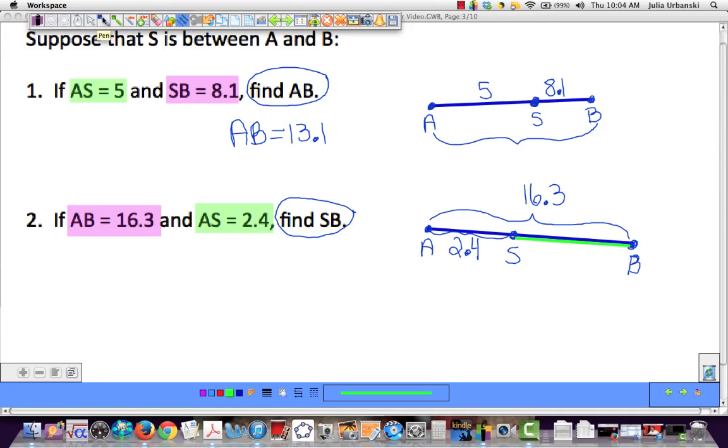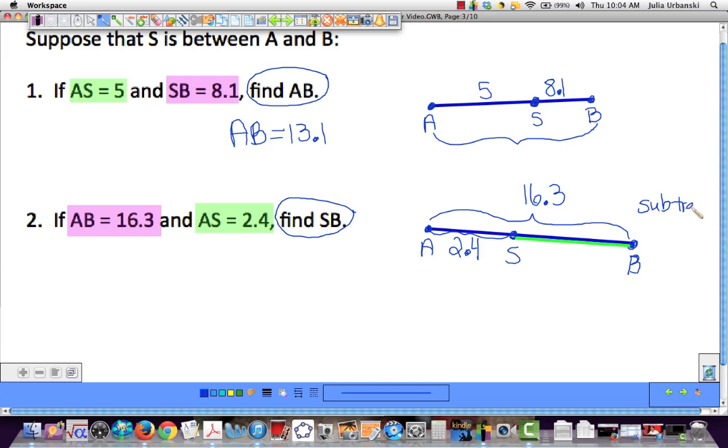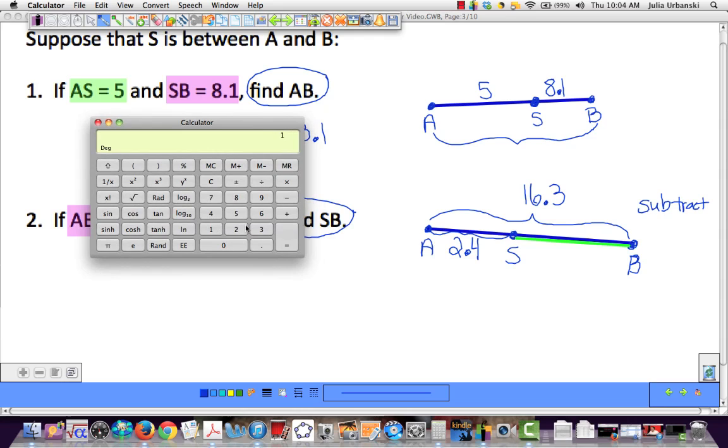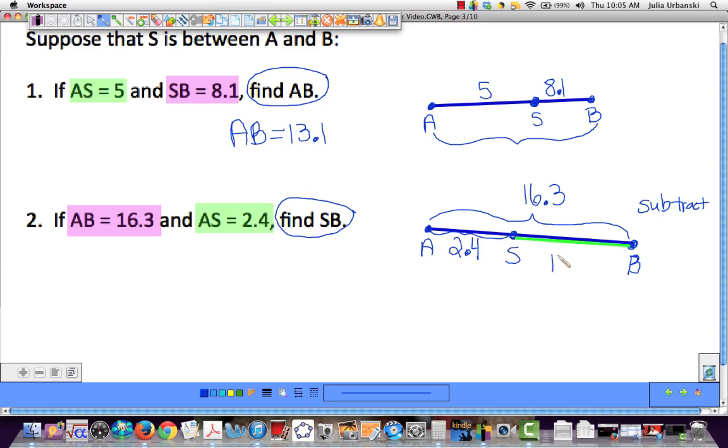So think about it. We're not going to add these two pieces together because 16.3 is the longest piece. How would I find the missing piece here? You would subtract. I want to make sure I don't make any mistakes, so I'm going to get the calculator out and do 16.3 minus 2.4. And you end up with 13.9. So the answer to the question, SB, is 13.9.